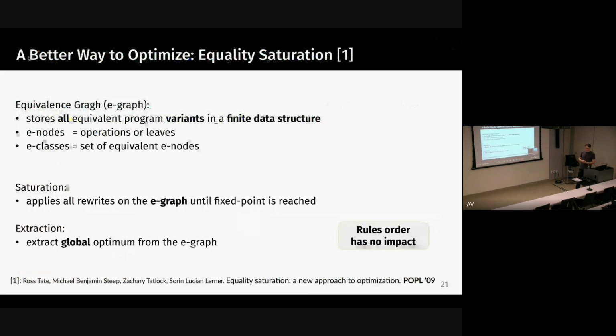So the idea is we want to store, when we are applying rules, all intermediate program variants that we could think of as we are applying rules. And we build a data structure called an equivalence graph, or eGraph for short. The eGraph has two main components. It has e-nodes, equivalence nodes, which represent your operations or your leaves, like a constant or a variable. And it has e-classes, which are sets of e-nodes that are all equivalent to one another. And we apply a process called saturation, where you apply rewrites on this data structure called eGraph until you can no longer modify it. At that point, we say that we reach a fixed point and we can stop, and then have an extraction phase that extracts the global optimum from that graph. And the important aspect here is that the rule order does not matter for this process.